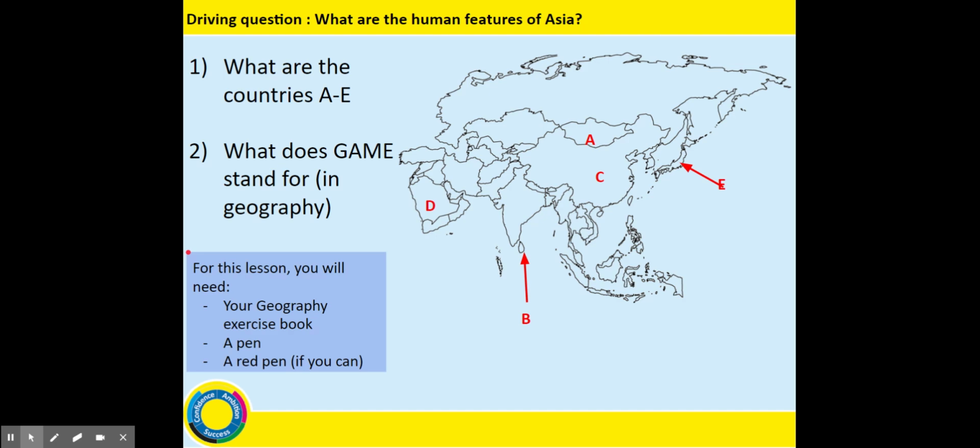Welcome back, Year 7. This is your fifth lesson on Amazing Asia. We have looked at the various countries in Asia and had a look at the physical features, and we are now exploring the human features of Asia.